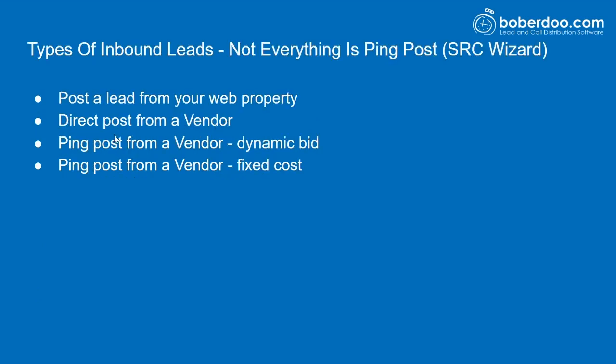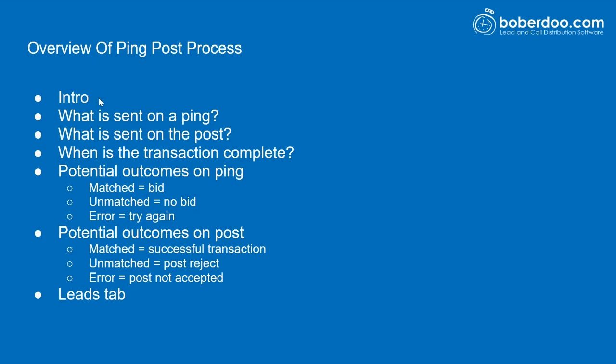So the next question then, of course, is what is sent on the post? What is sent on the post is the rest of the information. Typically, that is PII, or personal identifiable information, the name, address, phone number, email of the lead itself. But it may essentially include anything that is not sent on the ping.